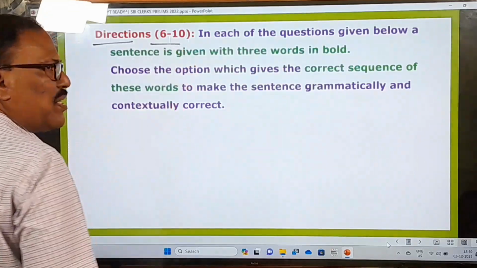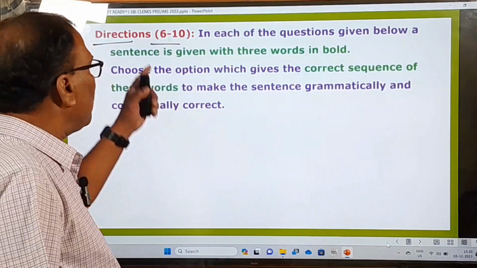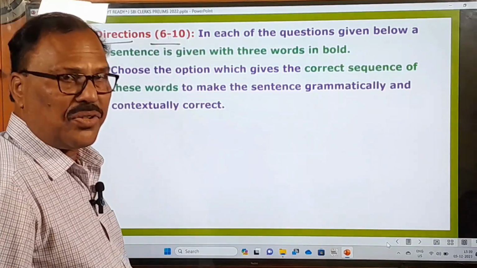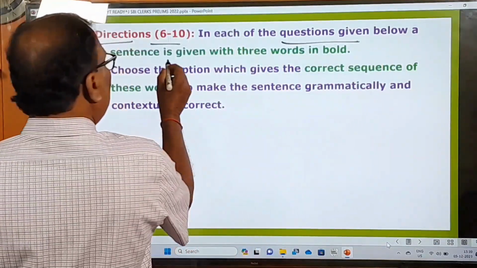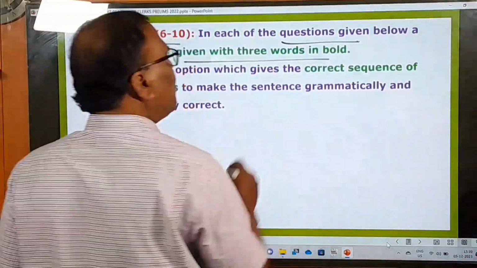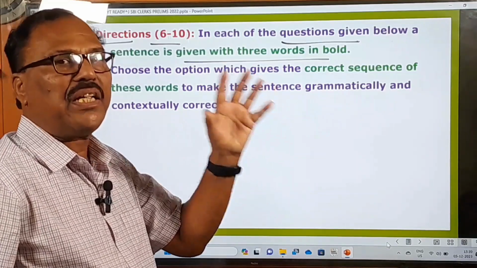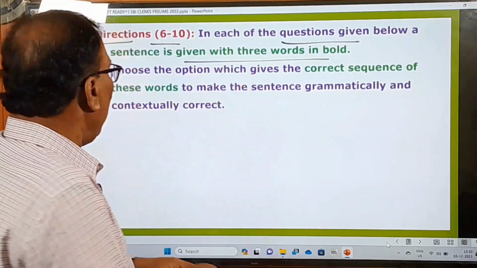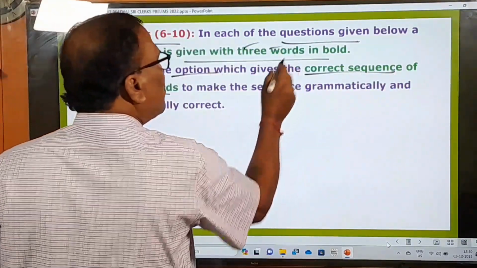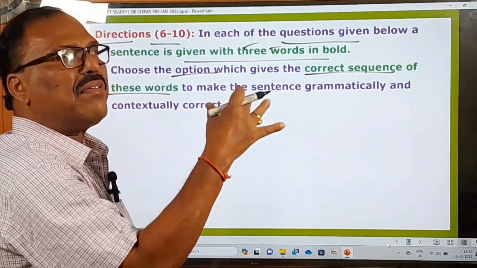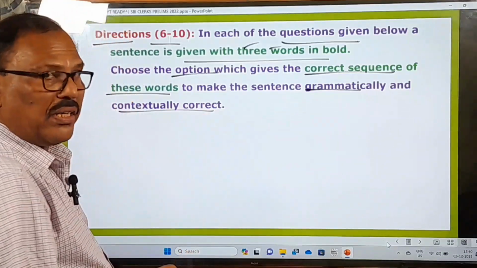Directions, questions 6 to 10. You have to solve the 6th to 10th questions following these directions. What are the directions? In each of the questions given below, a sentence is given with 3 words in bold type. Choose the option which gives the correct sequence of those words. You have to keep these 3 words in a meaningful order, a grammatically and contextually correct order.